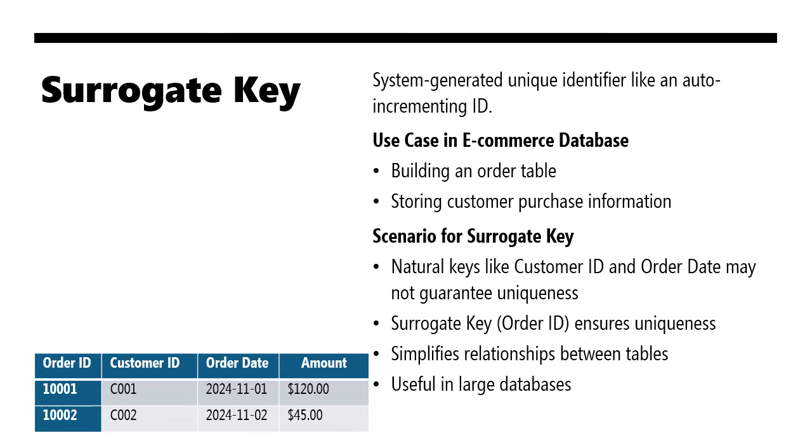To solve this, we introduce a surrogate key called order ID. This is an auto-incrementing number that ensures each order record is unique. Using a surrogate key simplifies relationships between tables and helps maintain data integrity, especially in large databases.